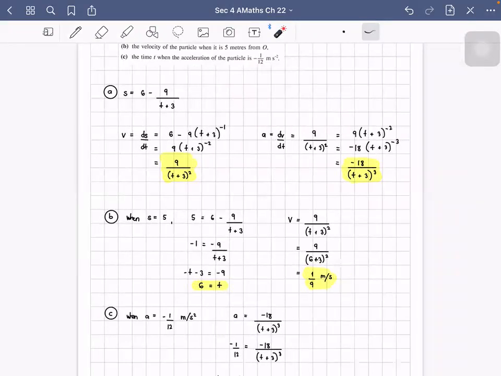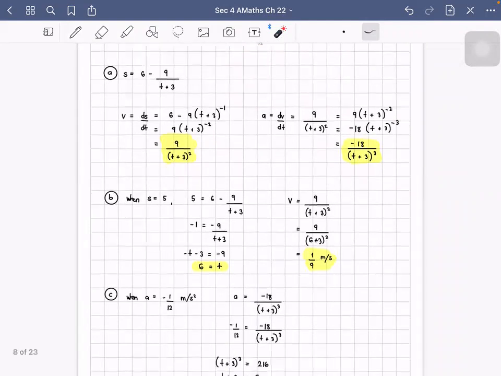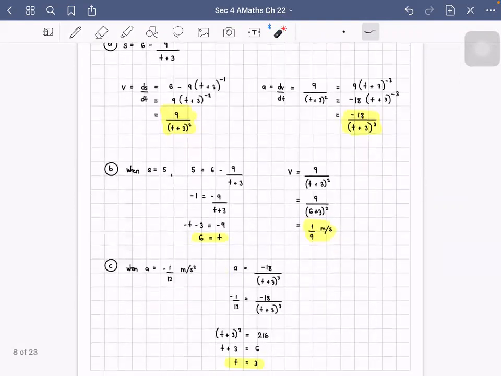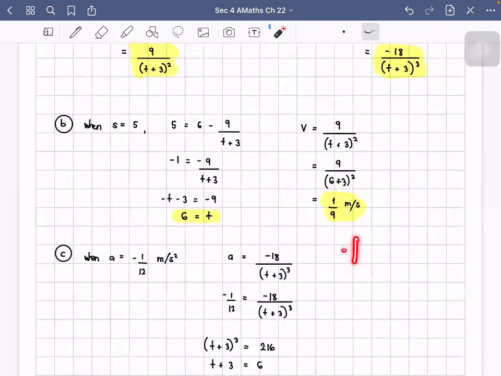And the last question, let's find the time when the acceleration of the particle is negative 1 over 12 meter per second squared. Again, take note the unit for acceleration is meters per second squared. Okay, so how do we do that? By the way, before we continue, if you see a positive acceleration, that means that it's accelerating. If it's negative, that means it's decelerating, or it's going slower and slower.